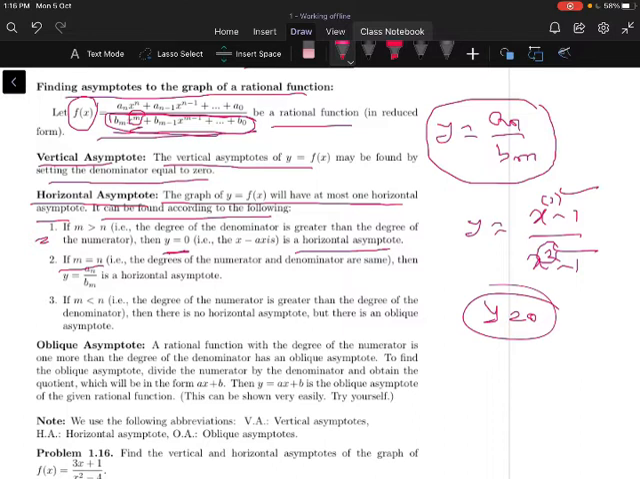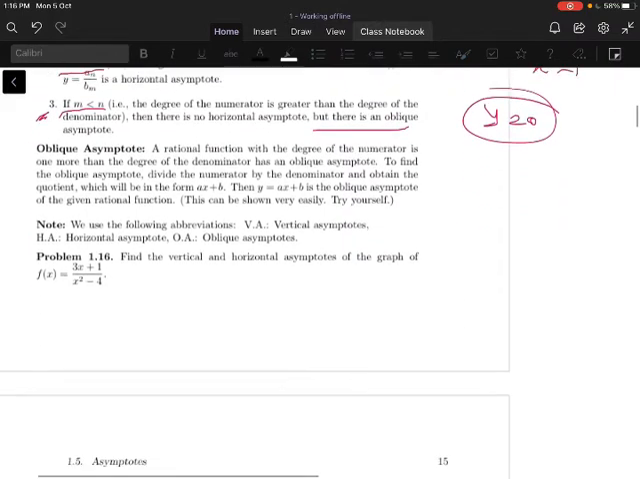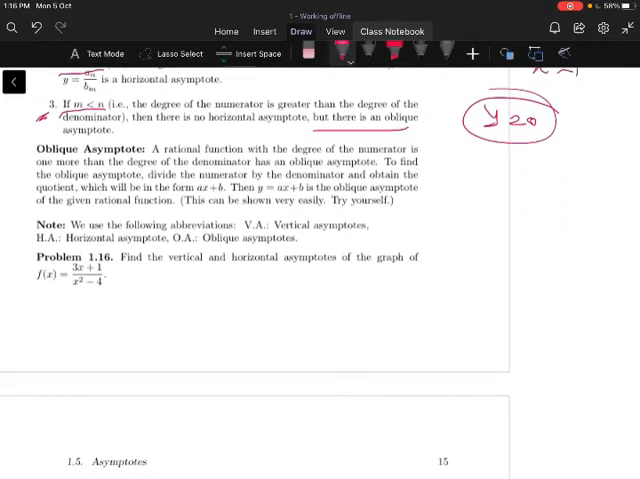So third case, suppose if m is less than n, suppose the degree of the denominator is less than the degree of the numerator, so there is no horizontal asymptote. One should move to the oblique asymptotes. Let us move to the definition of the oblique asymptotes here.